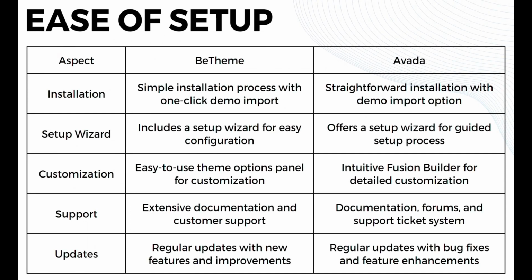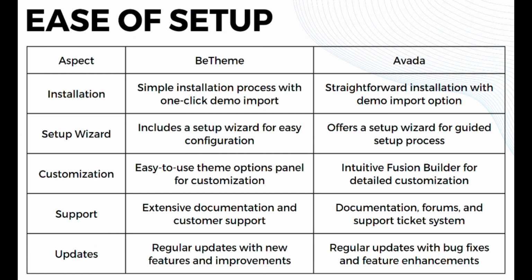Now moving on to ease of setup, as you can see on this table, in terms of installation, Betheme offers a simple installation process with one-click demo import, while Avada offers a straightforward installation with demo import options. In terms of setup wizard, Betheme includes a setup wizard for easy configuration, while Avada offers a setup wizard for a guided setup process. In terms of customization, Betheme offers an easy-to-use theme options panel, while Avada offers an intuitive Fusion Builder for detailed customization. For support, Betheme offers extensive documentation and customer support, and Avada offers documentation, forums, and support ticket systems.